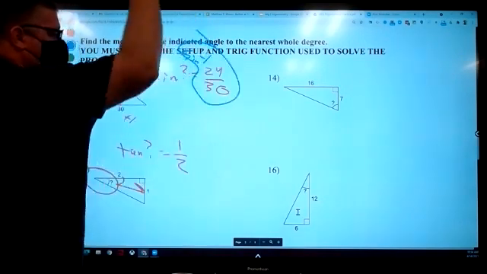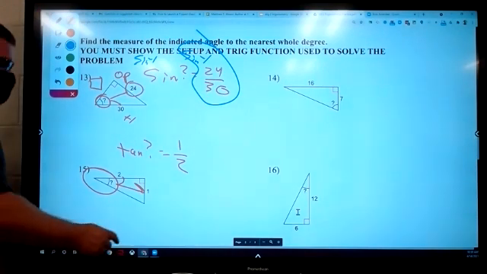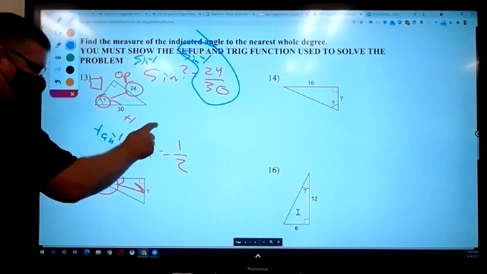All right, so you're going to do sine inverse of 24 over 30. Done. All right, what are you going to do to get rid of tan? Tan inverse. Tan inverse.